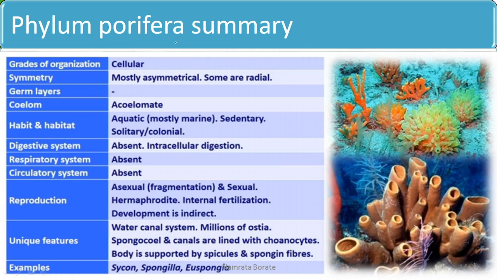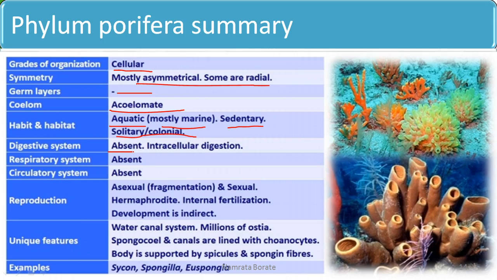Afterward, we review the characteristics we studied in Phylum Porifera. The first characteristic we studied is grades of organization, means the organisms included in Phylum Porifera are cellular in nature. They are asymmetric, and some are radial in symmetry. There is absence of germ layers. There is absence of body cavity, so they are acoelomate. They are mostly found in the aquatic region, that is, they are mostly marine. They are sedentary in nature, fixed or attached to the substratum. They are present singly, that's solitary, or may be in colonial form.